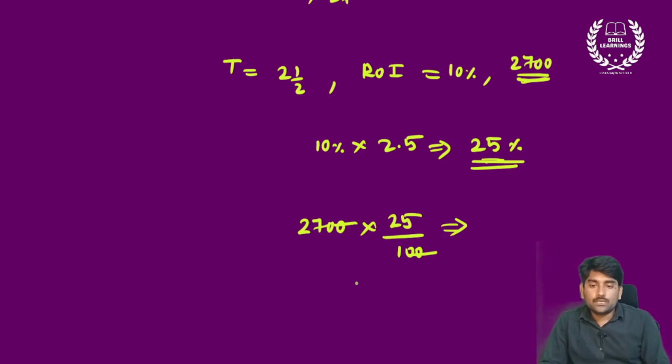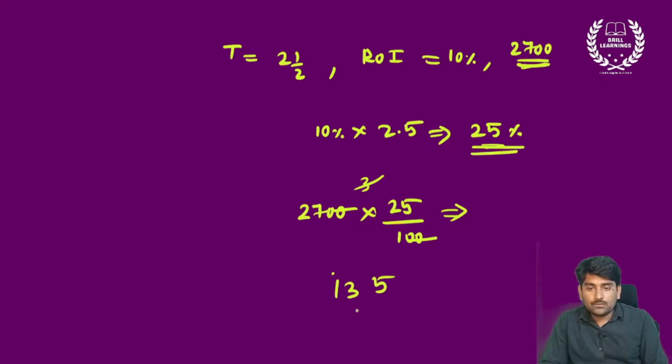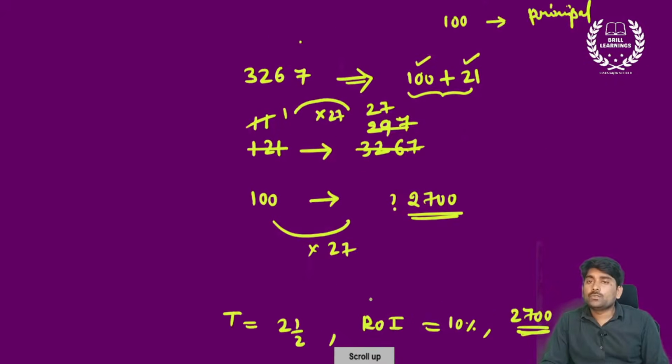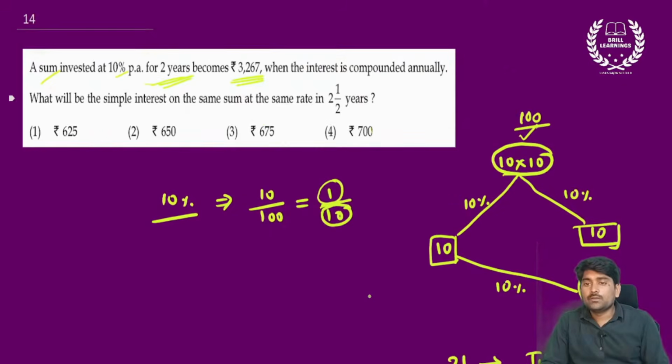So 5 sevens are 35, right? 5 twos are 10, 13. 2 sevens are 14, 2 twos are 4, 5. So 6, 7, 5. 675 is our interest. Third one is the right answer. Let's move to the next one.